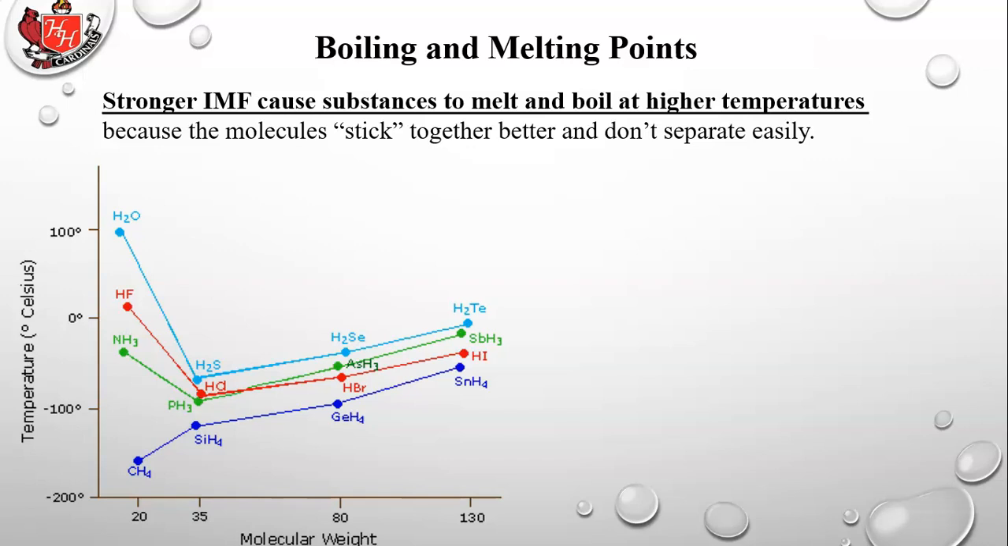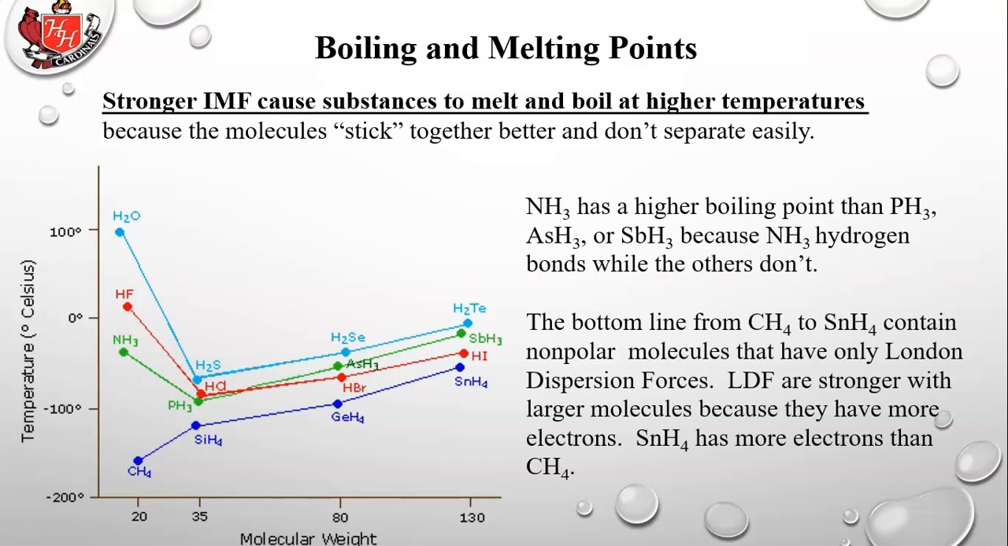So stronger intermolecular forces cause substances to melt and boil at higher temperatures because the molecules stick together better and don't separate easily. NH3 has a higher boiling point than PH3, AsH3, or SbH3 because NH3 hydrogen bonds while the others don't.